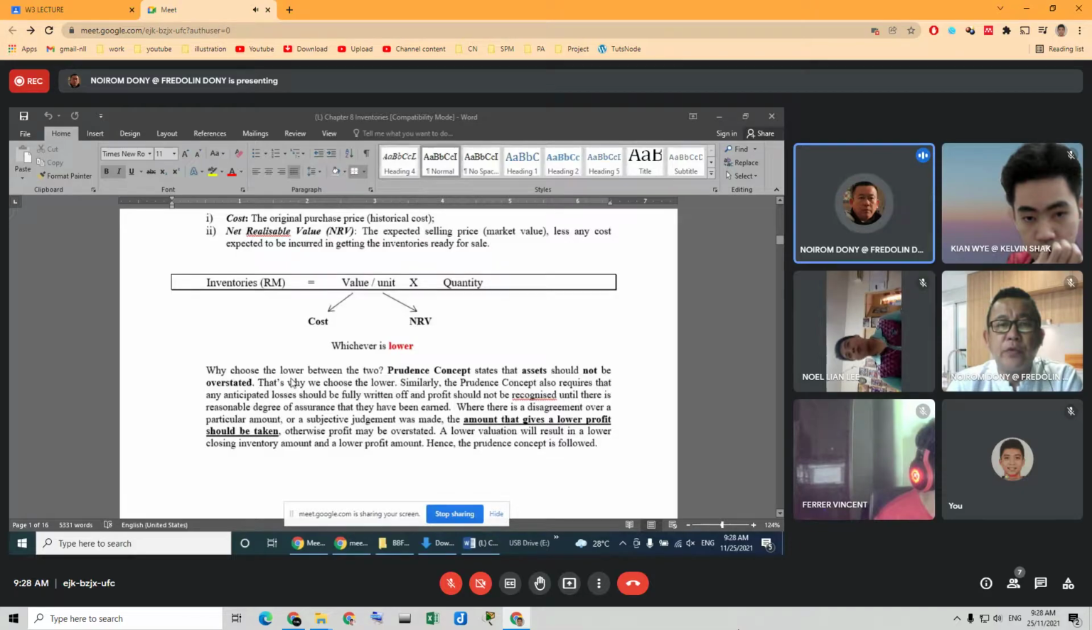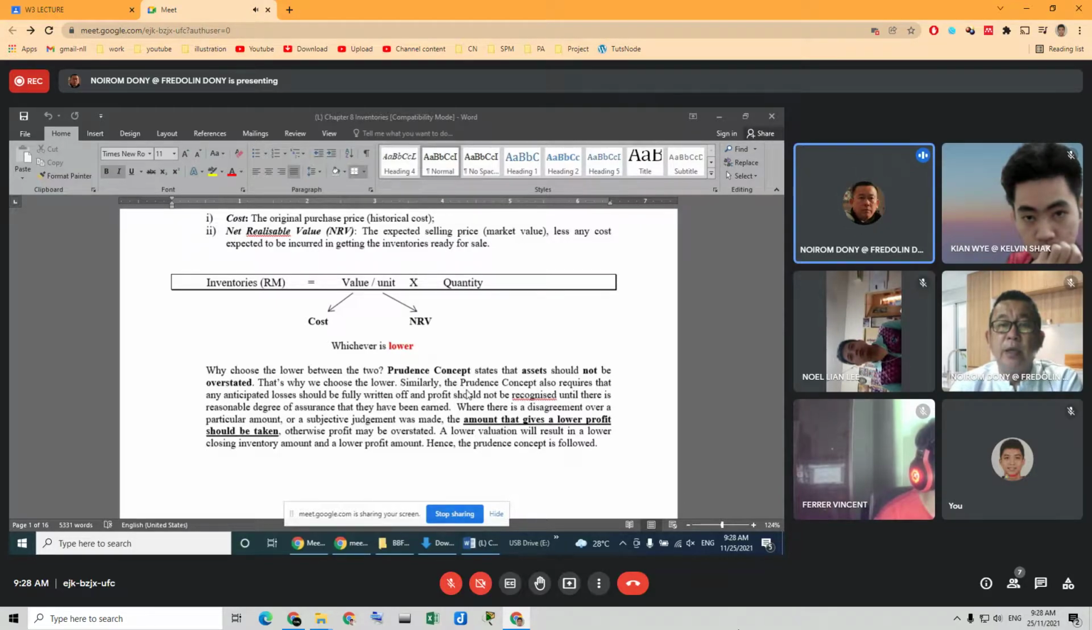Now, this is the reason why we choose the lower, like what I've explained to you, in line with the prudence concept. The asset should not be overstated. That's why we take the lower one. If we take the higher one, we are overstating. So that's why we choose the lower.